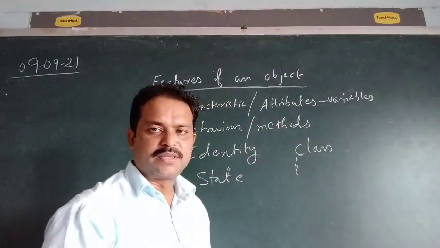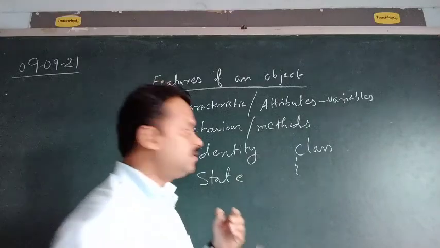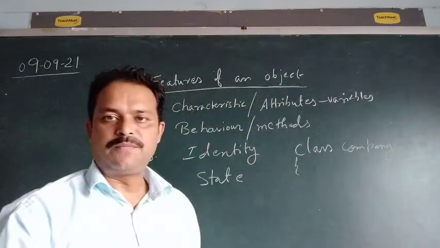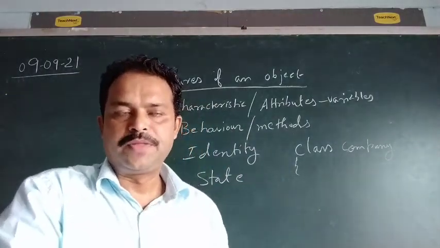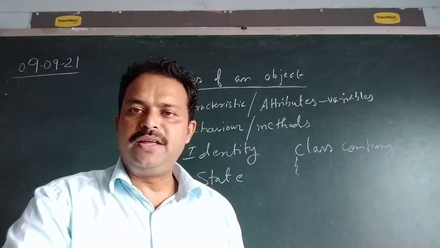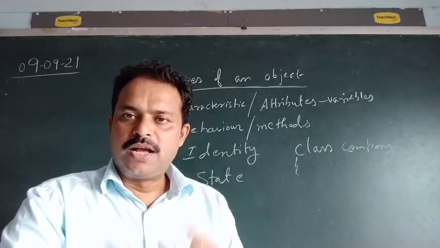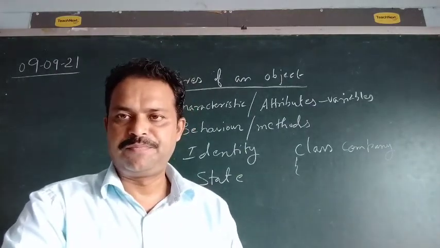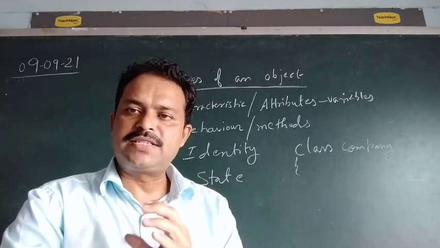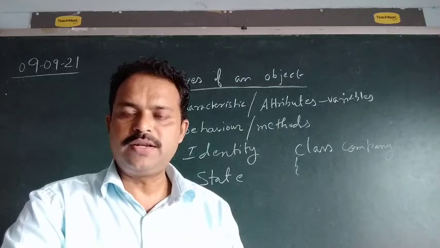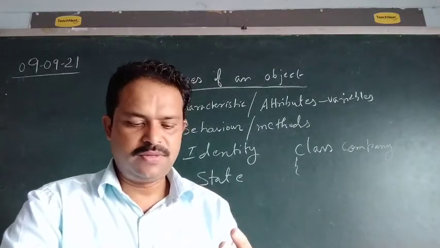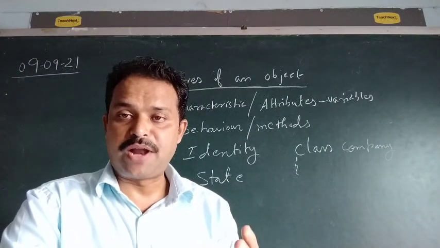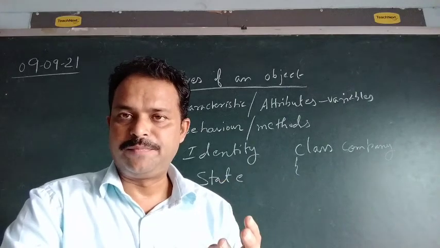Suppose I take another simple example. Suppose I am making a class with the name company. You know that a company has so many employees. Those employees are to be considered as objects, and every employee has certain characteristics: a name, an age, a basic salary. I am talking about the real world.